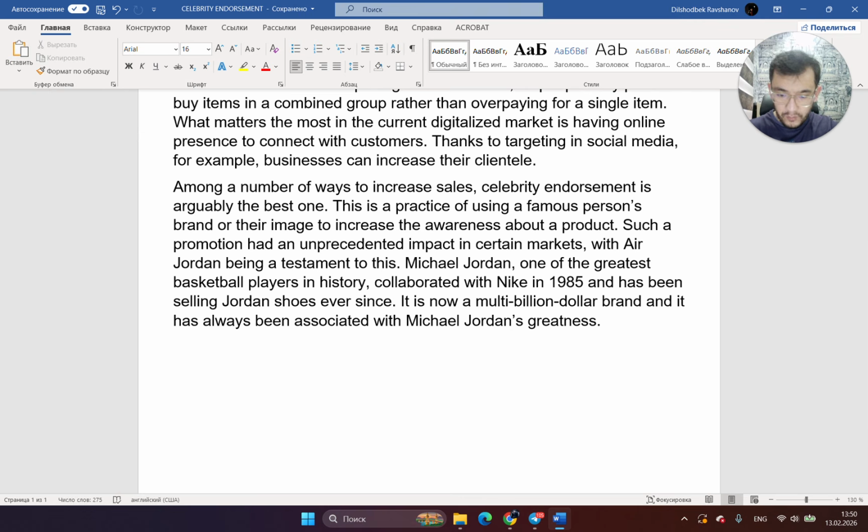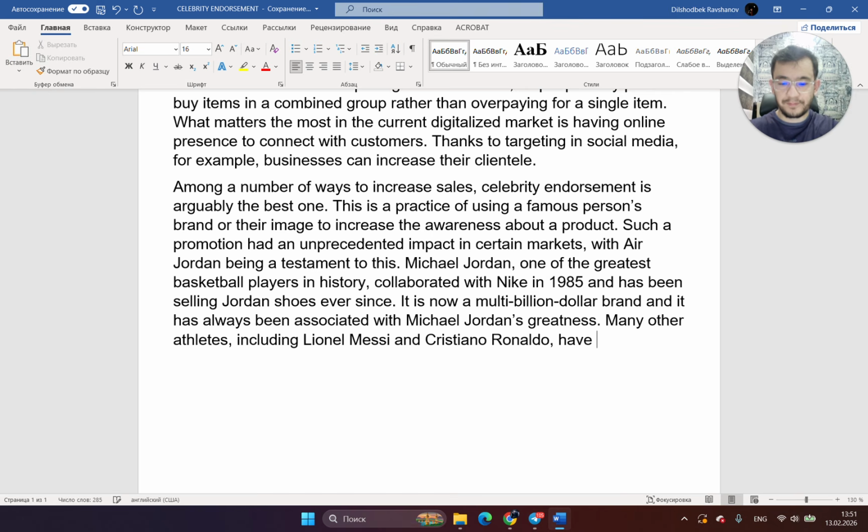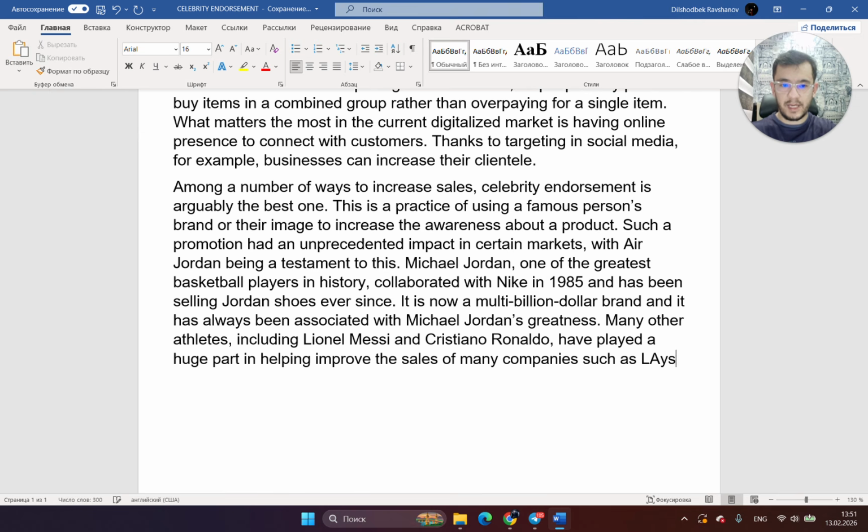Right, and we can say many other athletes, including Lionel Messi and Cristiano Ronaldo, right, have played a huge part in helping improve the sales of many businesses, such as many companies such as Lay's.